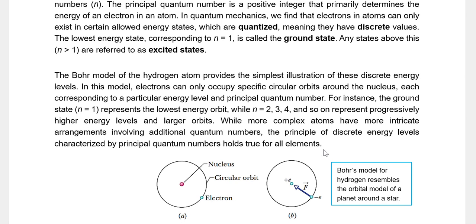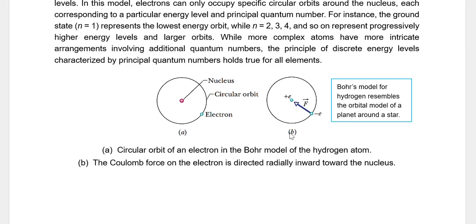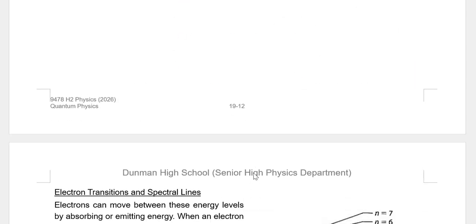While more complex atoms have more intricate arrangements involving additional quantum numbers, the principle of discrete energy levels characterized by principal quantum numbers holds true for all elements. Generally, you don't have to worry too much about more complex atoms. If they really want to touch this, they'll have to give you a very guided type of question. We normally just deal with hydrogen. So these things you can read yourself. I'm not going to go through them.